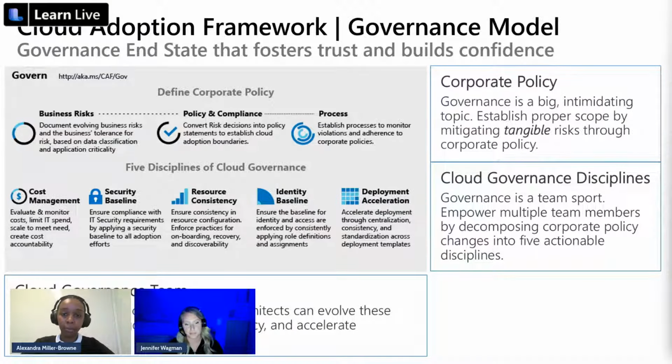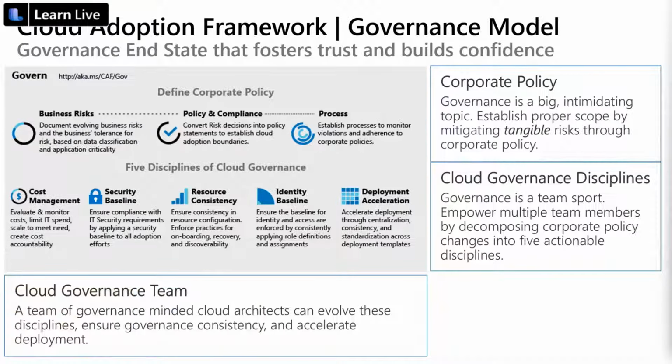And then ultimately processes, which is ensuring that you adhere to the policies that you've defined previously. So the 5 disciplines of cloud governance are broken down into the list that you see here. So we have a couple different tenets.